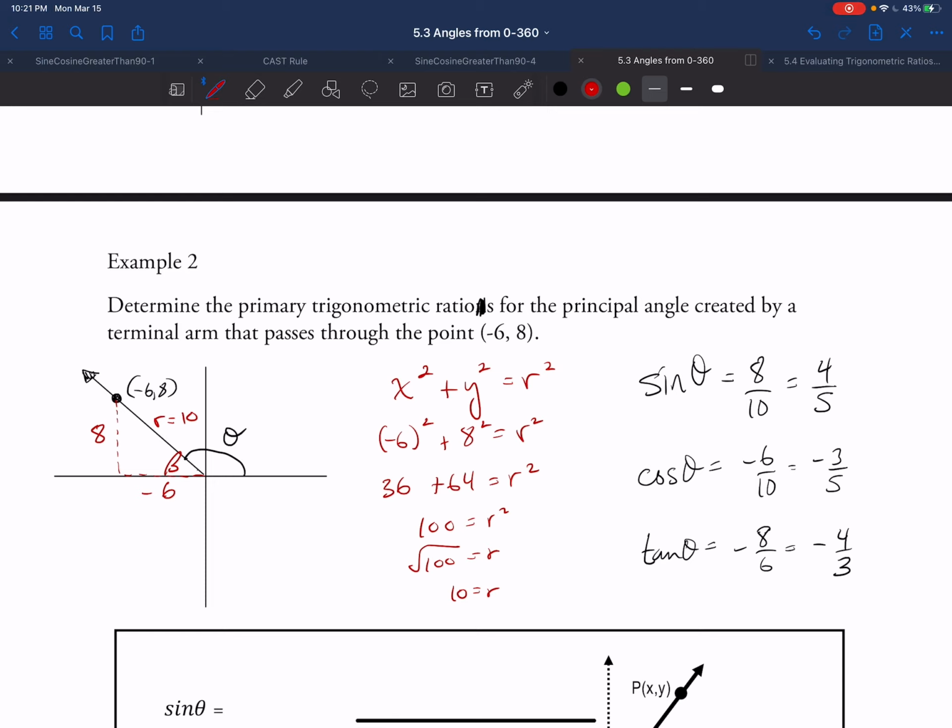So we remember from the cast rule that sine is positive in both the first and second quadrant. But cos and tan would be negative. And this is why. The adjacent side is negative. So cos and tan both have adjacent in it. The other ones are positive. So that makes cos and tan negative because the adjacent side is negative.